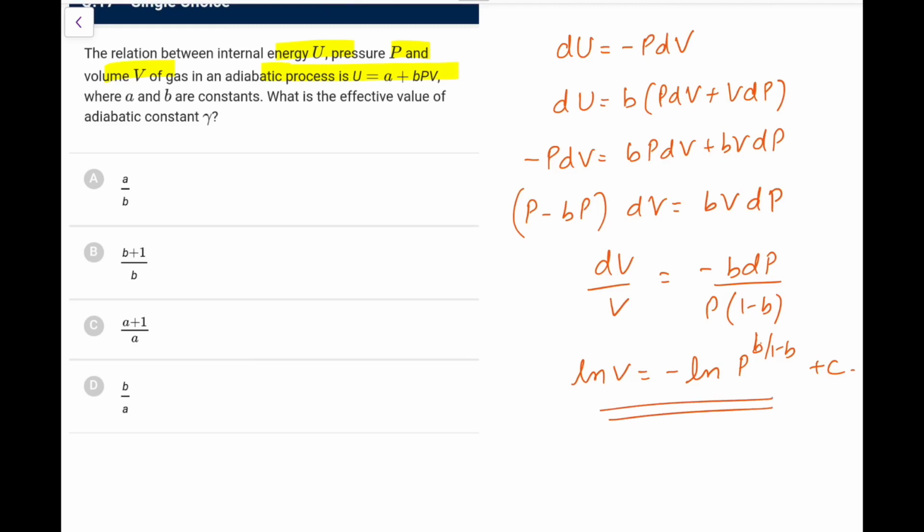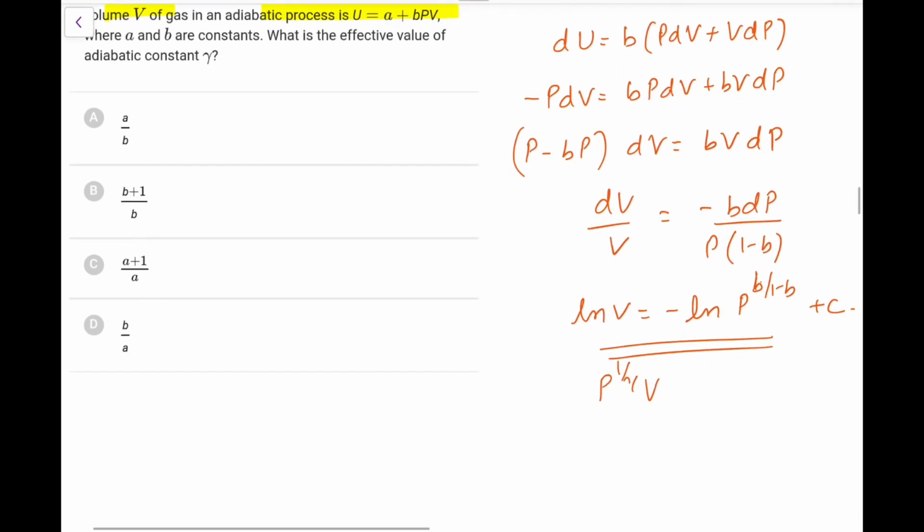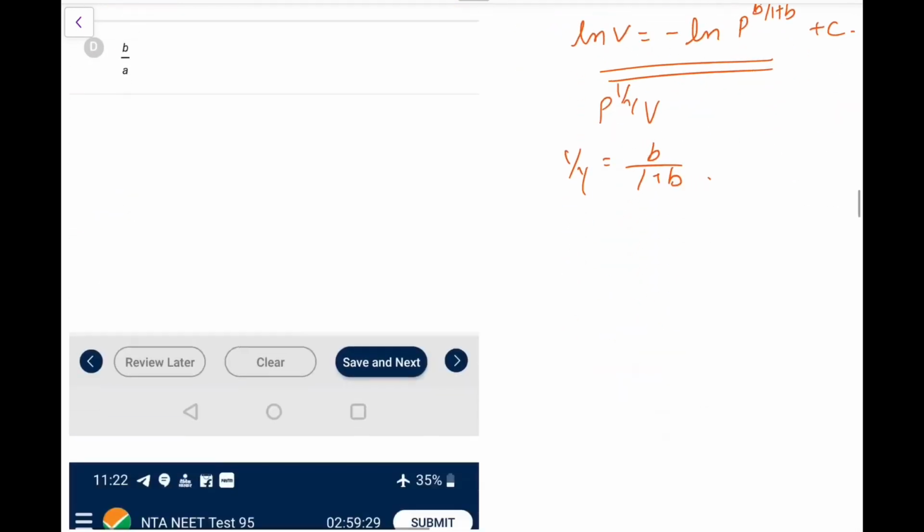So we need to write this as PV to the power gamma, or P to the power 1 by gamma into V. So P to the power 1 by gamma into V, if I write, so this 1 by gamma is equal to B upon 1 minus B, and, yes, it is not 1 minus B, it is negative here and it would be positive here. I have made a mistake, so it would be like this, B upon 1 plus B, so gamma is 1 plus B upon B, so go for option B here.